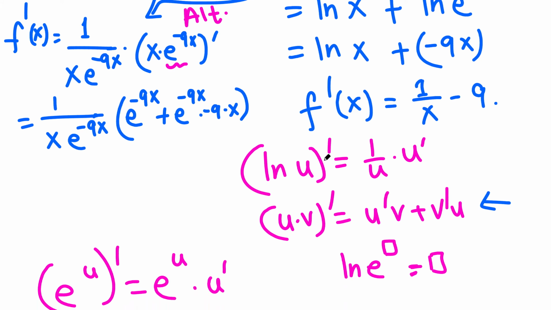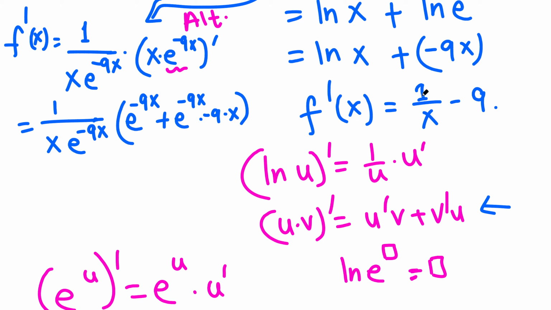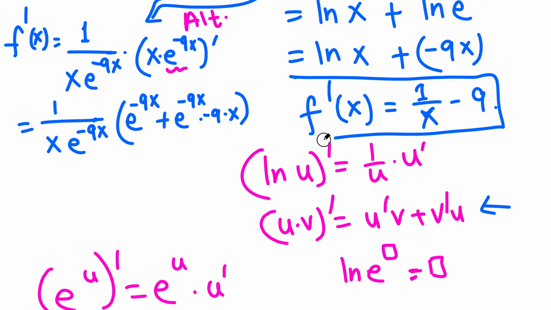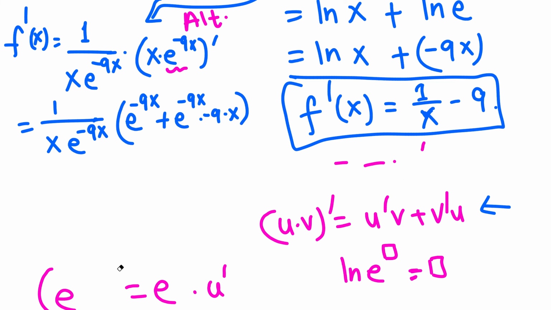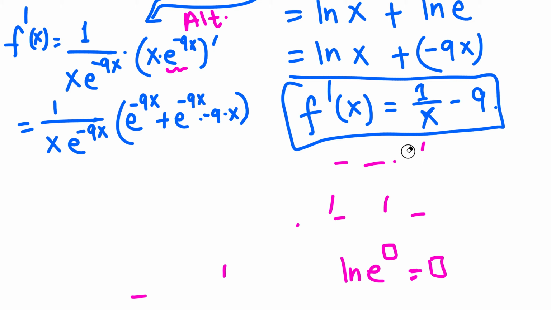But they do not look the same, because the earlier answer is 1 over x minus 9. This one looks giant, but we can simplify and it will be the same, 1 over x minus 9. So let me erase a couple of things here to make room to simplify.